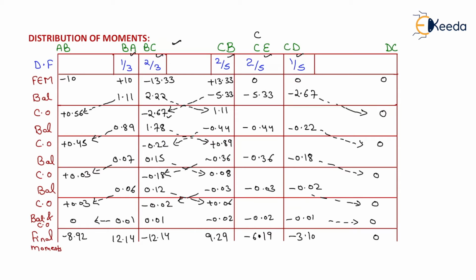Now, the moment at EC will be half of the moment at CE. So, it will be equal to half of minus 6.19, which will be equal to minus 3.10 kilonewton meter. That will be the moment at EC.